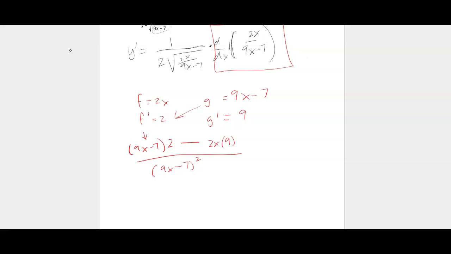Now, right here, this 9x minus 7 has to go in parentheses. A lot of you aren't writing the parentheses. If you don't put two terms in parentheses, you're not going to multiply them both by the 2. And the intention is that the whole bottom function gets multiplied by the derivative of the top. So if you don't have those parentheses, it's wrong.